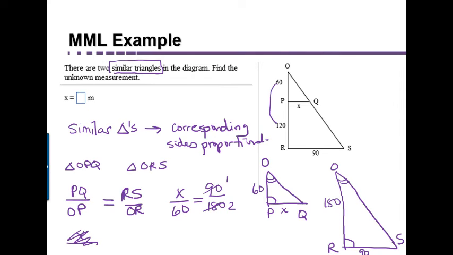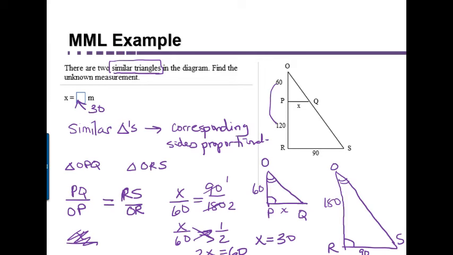If you didn't notice that, that's okay. But we can think of this as x over 60 equals 1 over 2. Cross multiplying then, we get 2x equals 60. Dividing both sides by 2, then x would be equal to 30. So we would put into our box in my math lab the measurement 30.